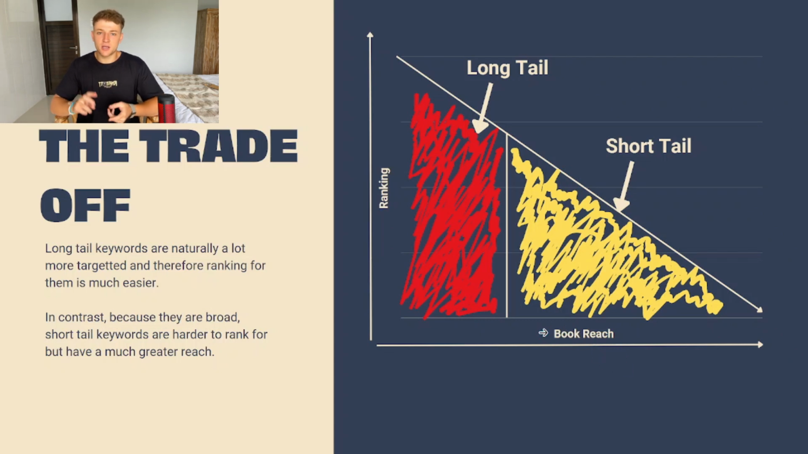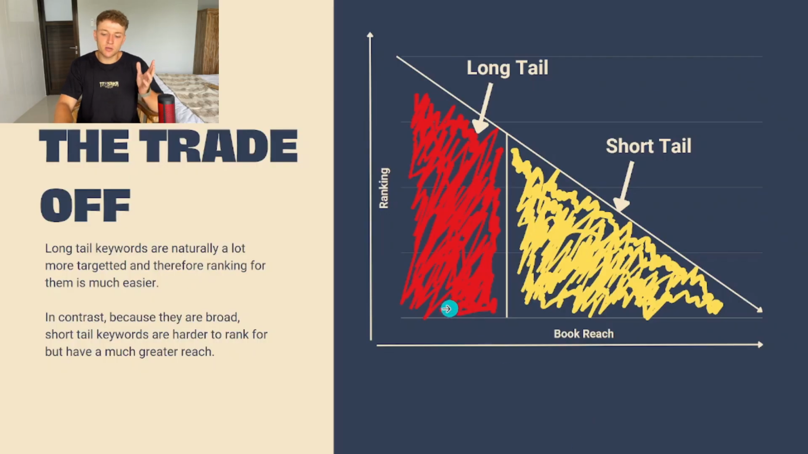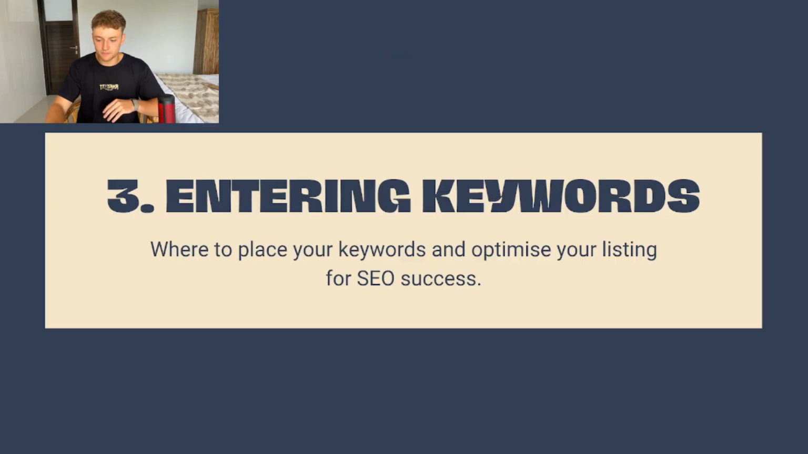If you think about the phrase "coloring book for boys", how many people search that into Amazon compared to something like "cute coloring pattern book for girls aged 5 to 6"? That's much more specific, and therefore there's going to be a lot lower book reach for that long tail keyword compared to that "coloring book for boys" short tail. But obviously with that, because there's more competition, it's much harder to rank. So it's all about having that trade-off between a long tail keyword and a short tail keyword.